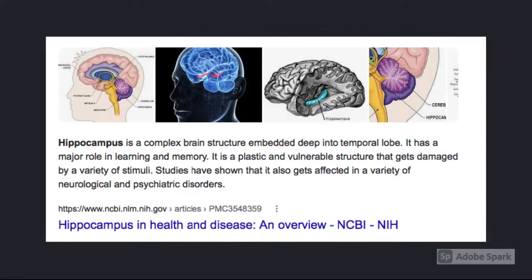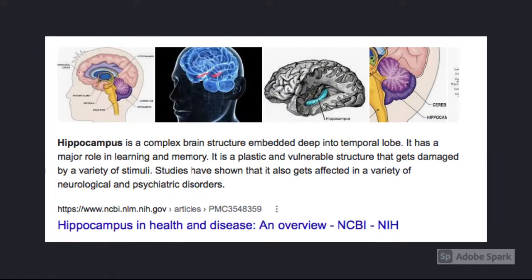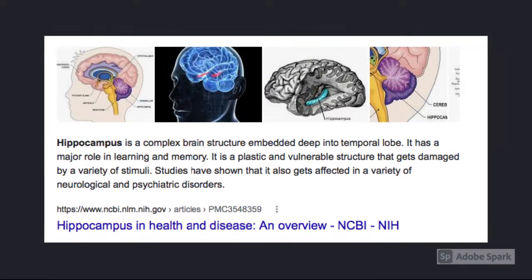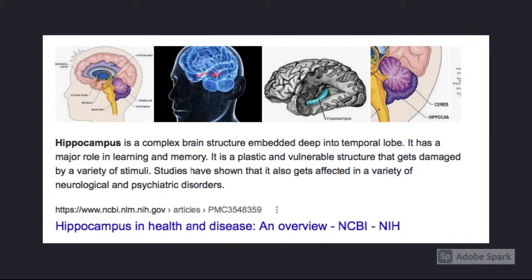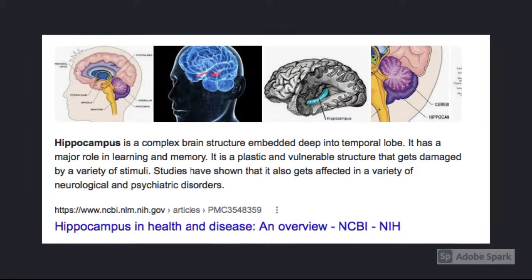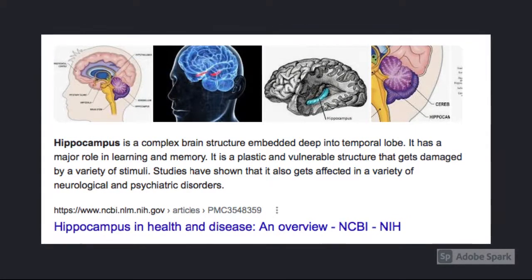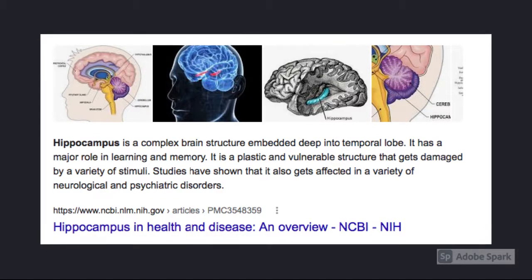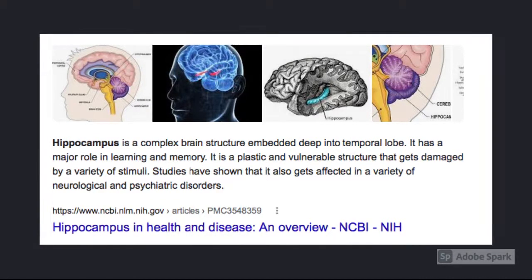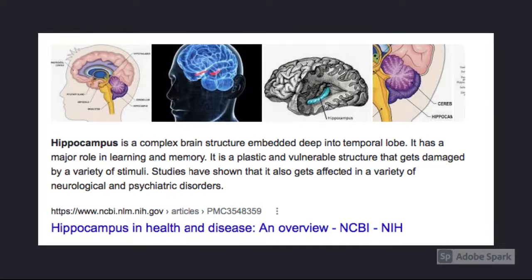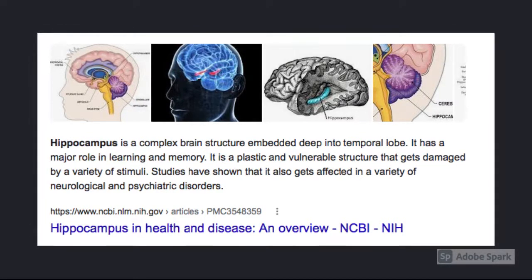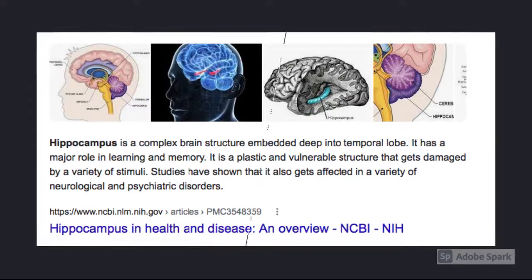The hippocampus is a complex brain structure embedded deep in the temporal lobe. It has a major role in learning and memory. It is a plastic and vulnerable structure that gets damaged by a variety of stimuli. Studies have shown that it also gets affected in a variety of neurological and psychiatric disorders.